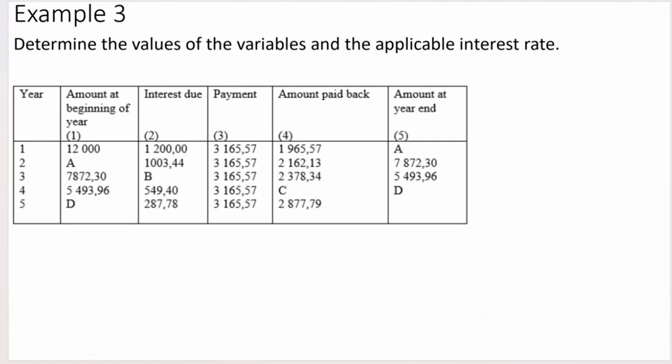Okay, I want to do the application. With the application, you've got the amount at the beginning, and then this and that. Now you are required to calculate. You are asked to determine the values, all the values that are not there. That means you are asked to calculate your A, determine the value of the variables and the applicable interest. So we are expected to calculate your A, your B, your C, your D, and also the interest rate.